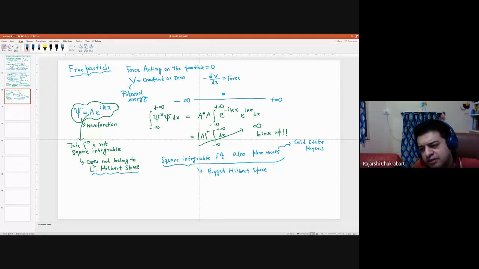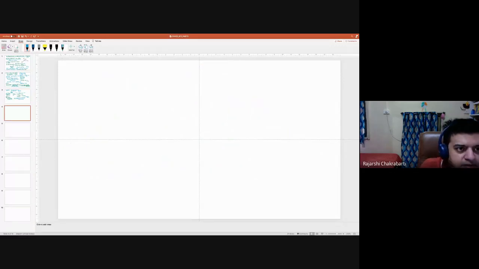So this is the only exception, exponential of ikx. Other than this function, all the other functions in quantum mechanics are square integrable. Now this is done. What I was doing, let me do one more thing. Let me go back and define the scalar product.